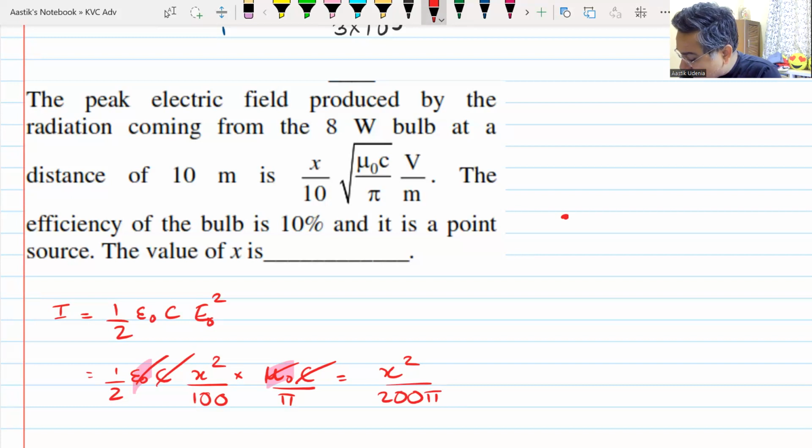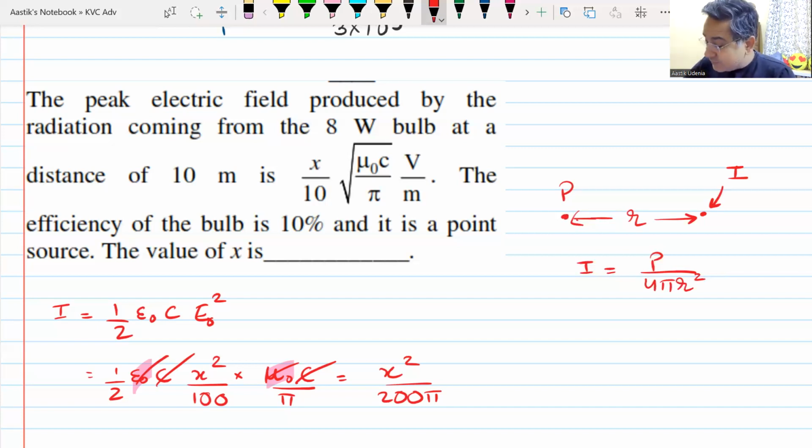Now you have a point source of power P, and you have to find out the intensity at this point, the distance of this point from the power source is R. If you remember, sometime back I gave you the intensity created by a point source. The intensity created by the point source will be P divided by 4 pi R square. Yes. But here one more term has been added. The efficiency is given as 10%.